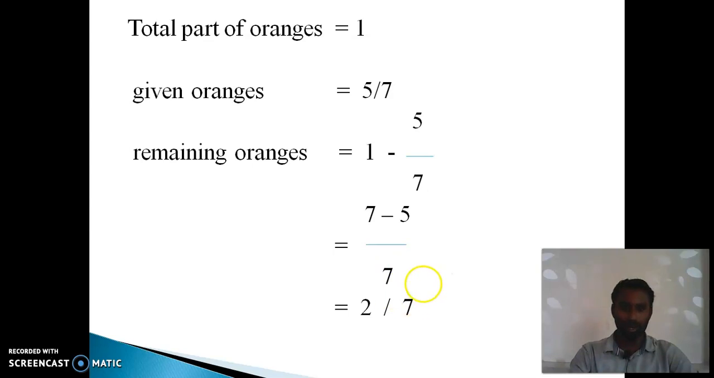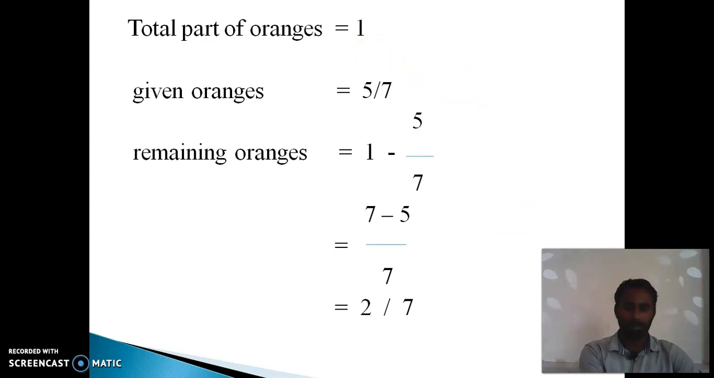So how, sir, can we identify whether this answer is correct or not? If you add this value 5 by 7 and 2 by 7, you will get 1. How, sir? So 5 plus 2, 7. Because here the denominators are the same, like fractions, you only have to add the numerators. So 5 plus 2, 7. 7 divided by 7 is called 1. Can you understand now? Okay.